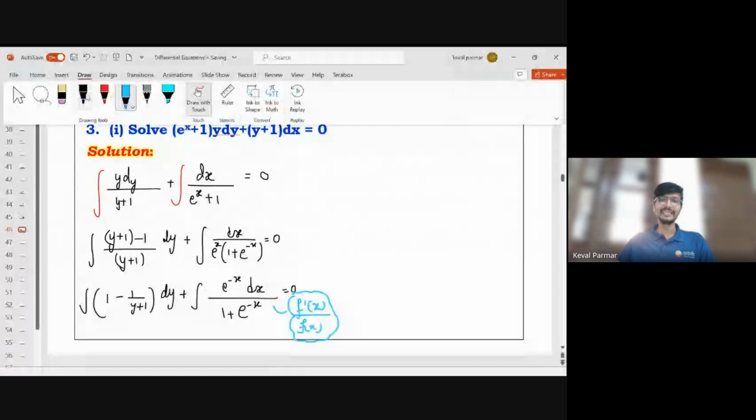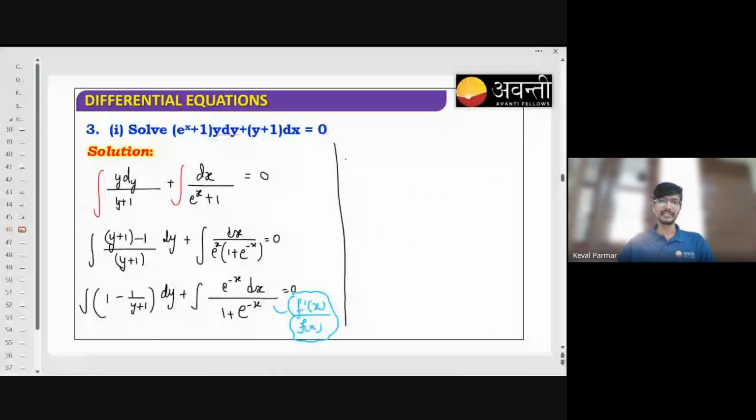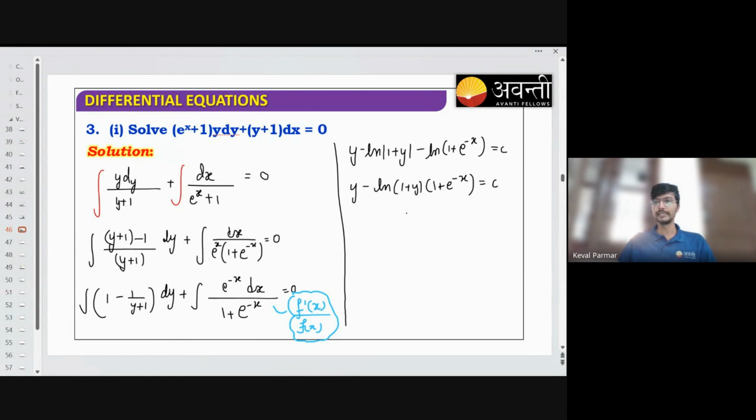So we'll adjust after integrating. After integrating, I get this equation: ln(1 + y) minus ... you have to adjust the minus sign here, because for e raised to minus x, the derivative is minus e raised to minus x. So here I get the same: ln(1 + e raised to minus x) equals c. Again, I told you we can simplify the ln. So I can take minus common and write ln of (1 + y) into (1 + e raised to minus x) equals c.